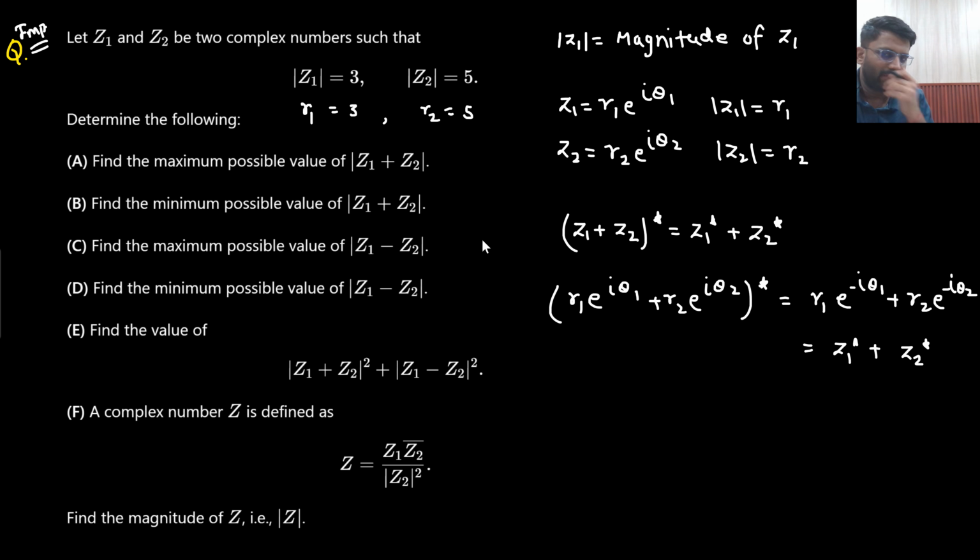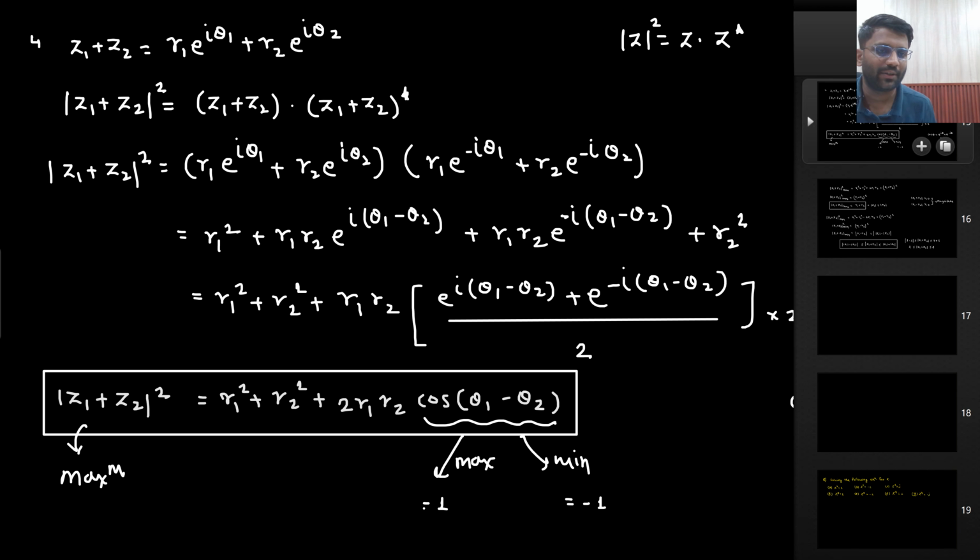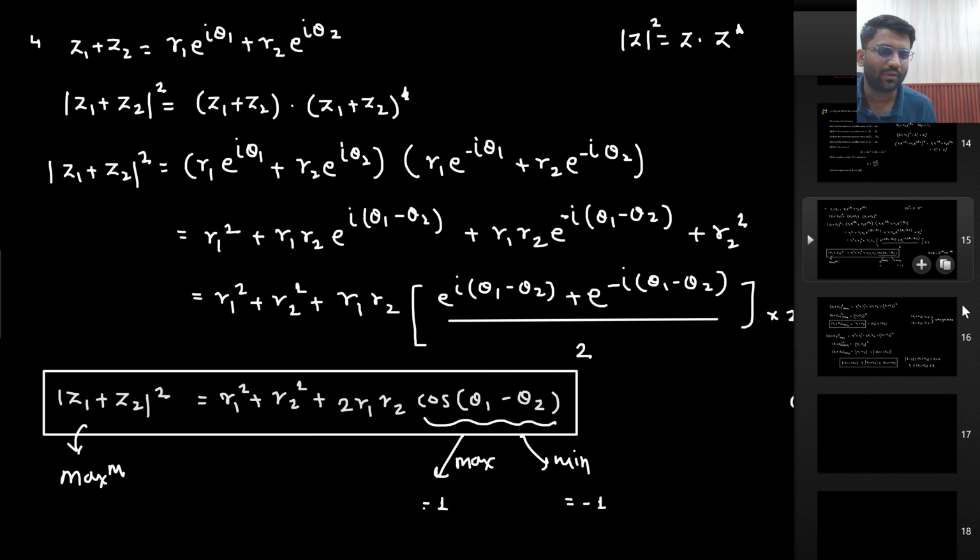Now, what about Z1 minus Z2? Do a similar kind of derivation on your own. I am expecting you to do the derivation on your own. I hope you will be able to do it. I will simply copy the page now. Why am I copying the page? Because I know that this derivation would go almost in a similar manner.